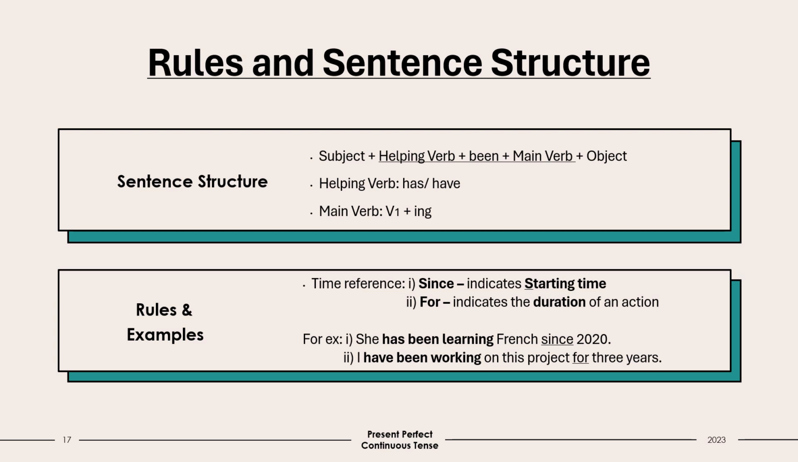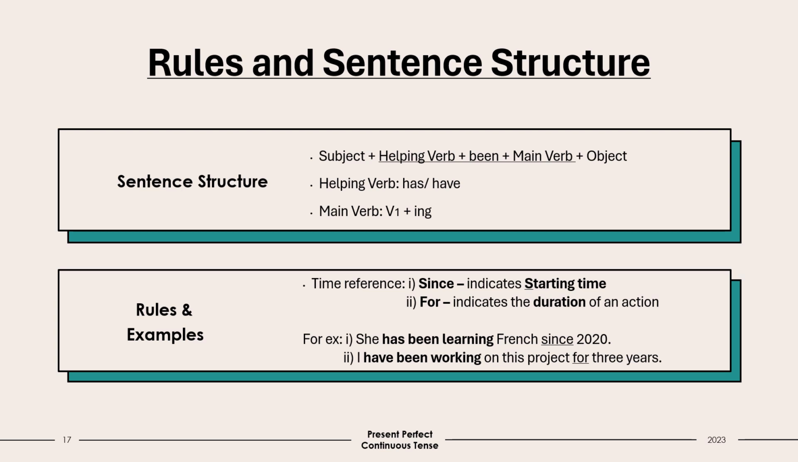Okay, now let's look at some of the examples. She has been learning French since 2020. So she is singular, that's why we have used has, then been and learning. Continuous है तो ing ज़रूर आएगा. And then we have used the word since. Why? Because we have the exact time, that is 2020. Okay, the starting point.